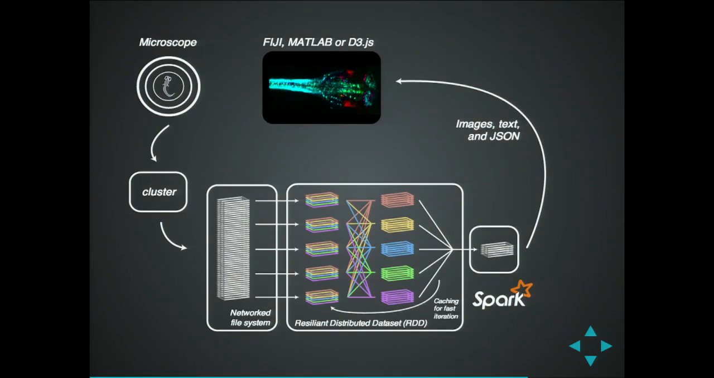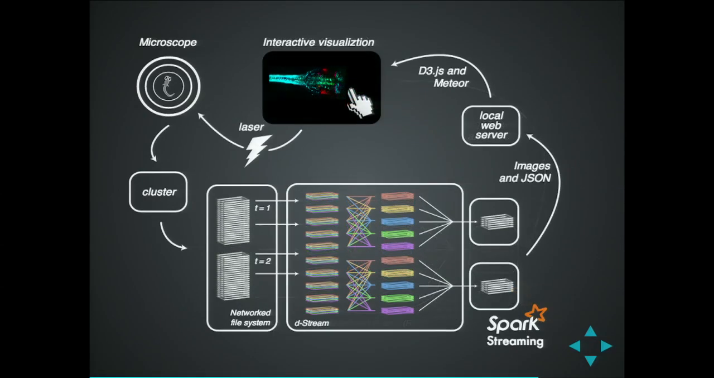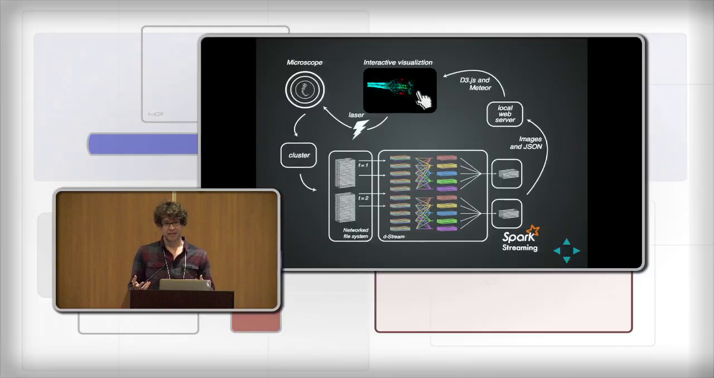So I showed you before, this is our basic pipeline. We have microscope, data gets sent to the cluster, and analyzed with Spark. We adapted this to use Spark Streaming to do analysis as it's generated by the microscope and sent to the cluster in real time. And then Spark Streaming returns results that we can serve on a local web server. And through a web app that we built using Meteor and D3.js, we can visualize what the brain is doing interactively and choose to do certain manipulations. In particular, we can select cells of interest and then stimulate them using a laser.